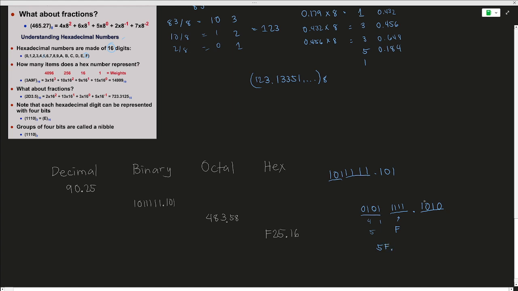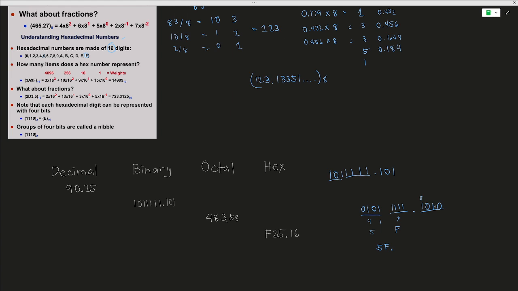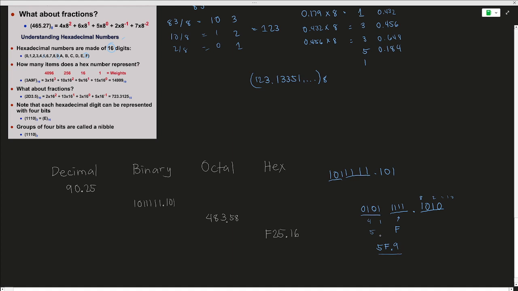1010. So 1 here is 1, 2, 4, 8. 2, that is 10, and the 10th digit is 9. So we have 5F.9. So yan yung ano. And again, yan yung tamang sagot. So ang pinaka check mo nga lang dito is yung whole number niya, 5F.